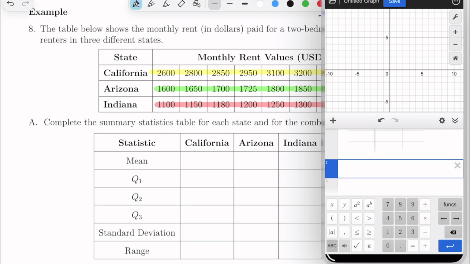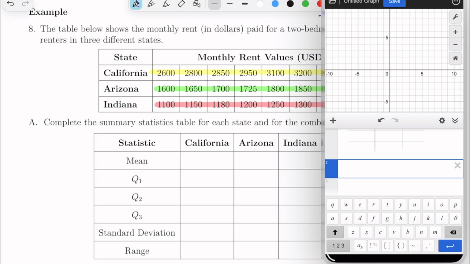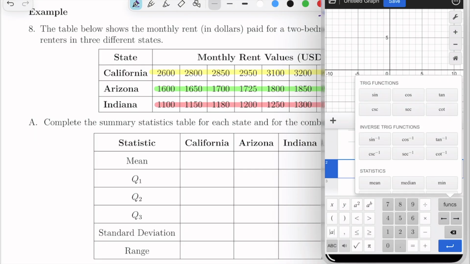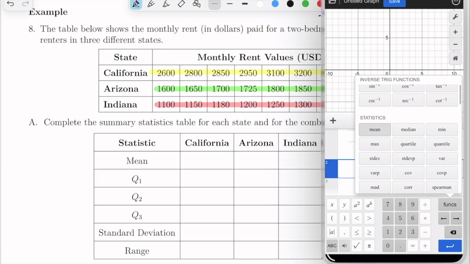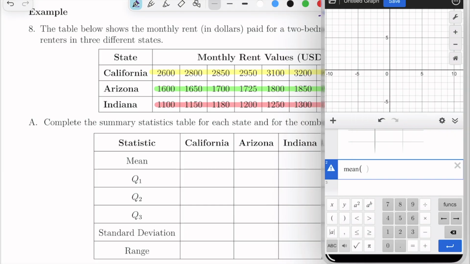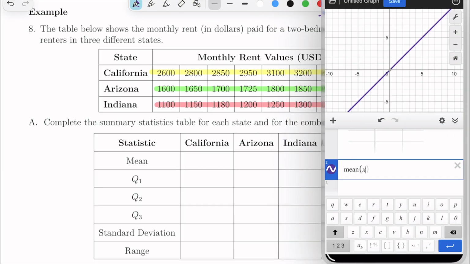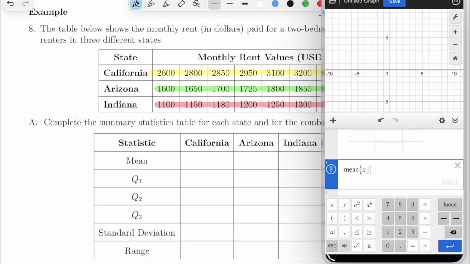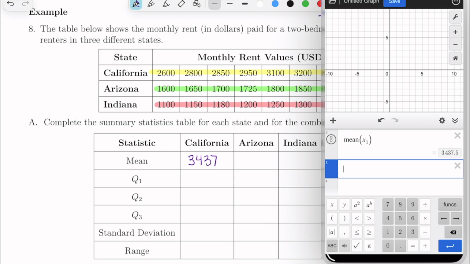So the mean, we go to functions, down here on statistics, and we type in mean. And remember, we've got to name this, so I'll put in X1. And that gets me the mean for California. It is money, so I'll go ahead and put that 50 cents instead of just 0.5.